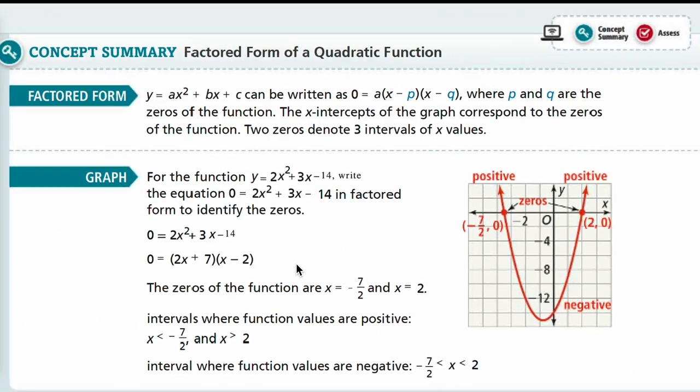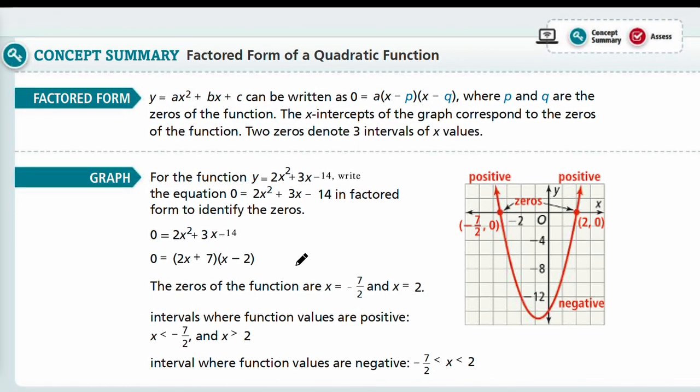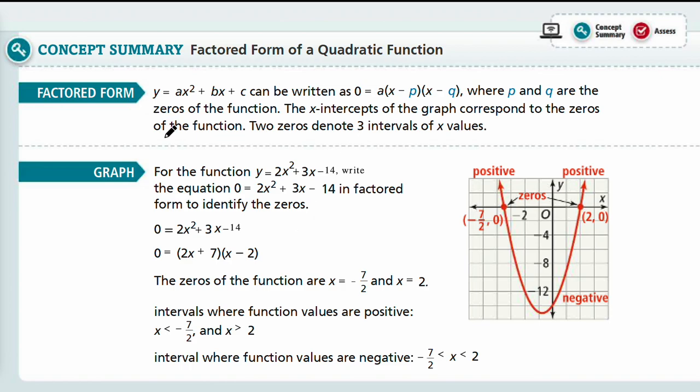Let's summarize our lesson. Factored form of a quadratic function is a times (x minus p) times (x minus q). The standard form can be written as a factored form like this, where p and q are the zeros of the function, and also the x-intercepts of the function. All right, so that was lesson 2-3, factored form of a quadratic function.